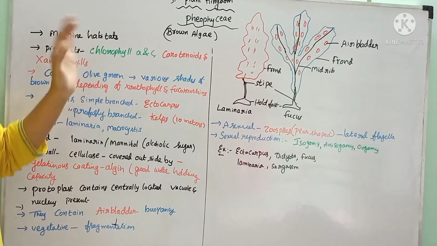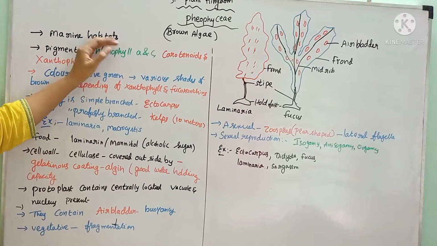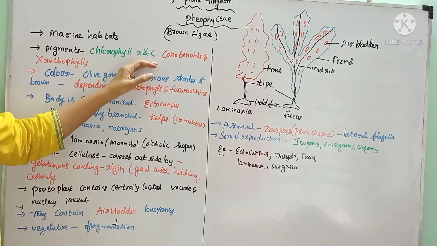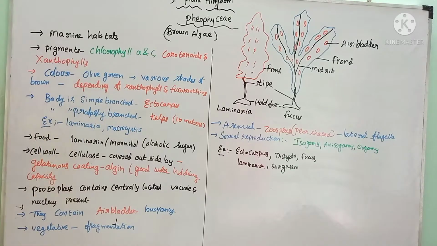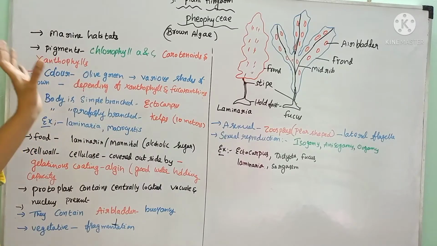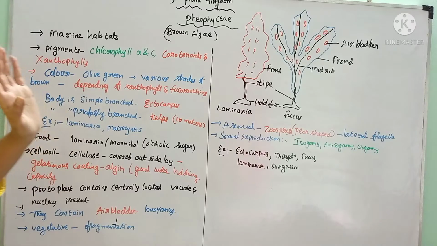If we see their habitat, they are mainly present in marine water and they consist of several pigments like chlorophyll A, C, carotenoids and xanthophylls, which are the pigments present inside the body of this brown algae. The color of these algae may vary. Some are olive green, to various shades of brown. The colors may vary depending upon the xanthophyll and fucoxanthin.